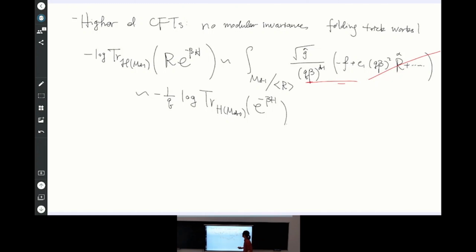Oh, sorry. I forgot to mention here that R is of order Q. That's where the Q comes from. And also, I made a mistake earlier. Thanks. This should be Q beta instead of beta.